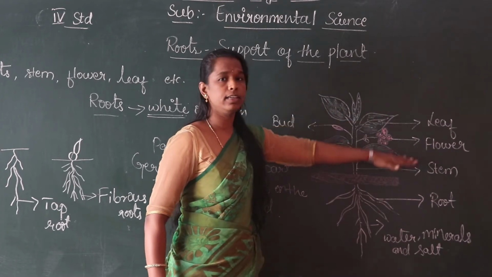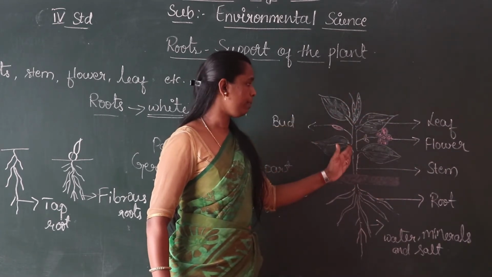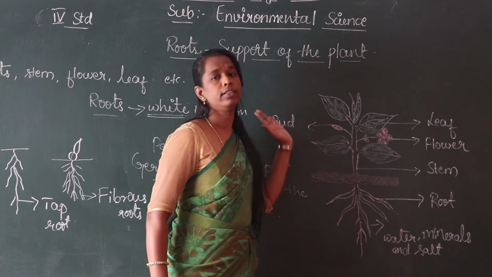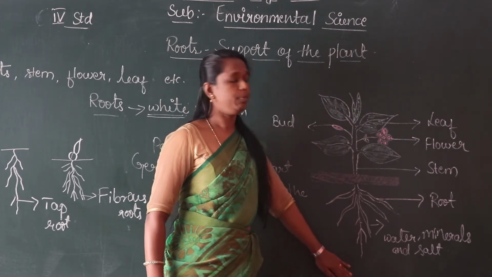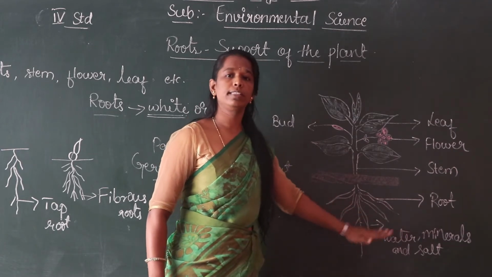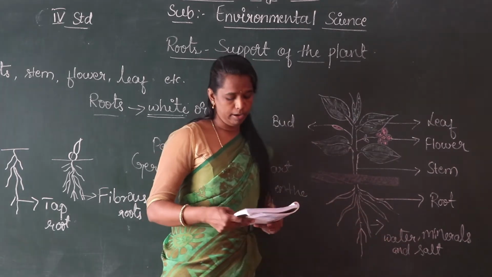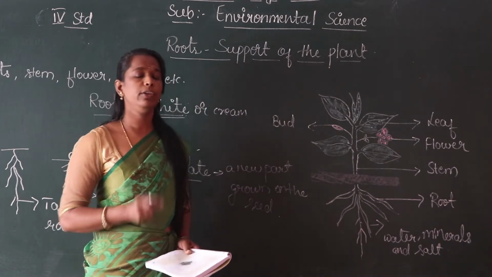Which are the other parts? For example, stem, flower, leaf, bud, etc. Okay, children. So roots are the main transportation of water, minerals and salt in the plant body. So here is one example. You know horse gram?